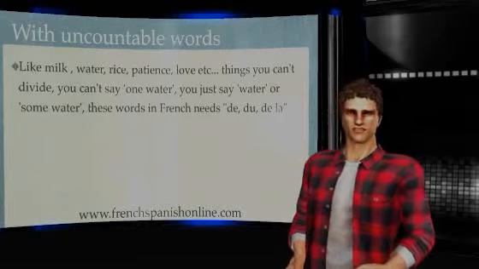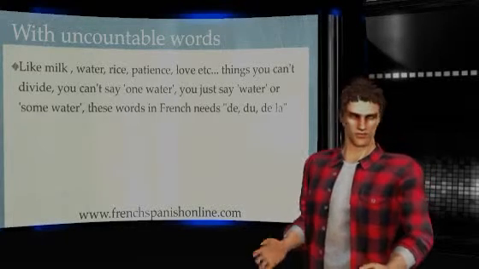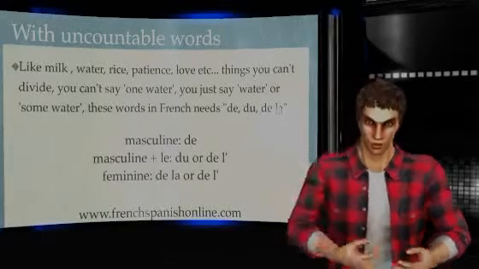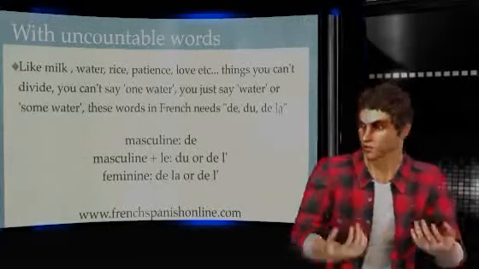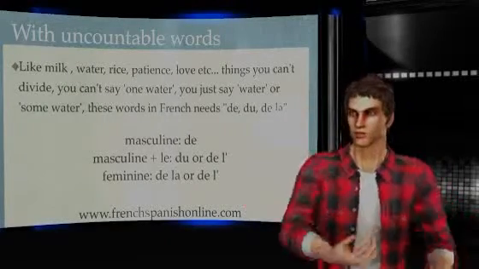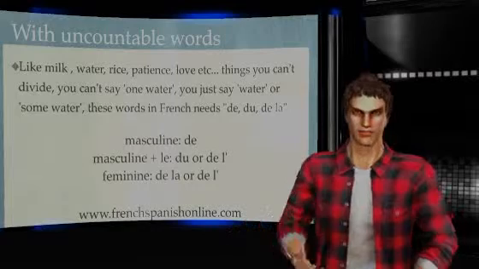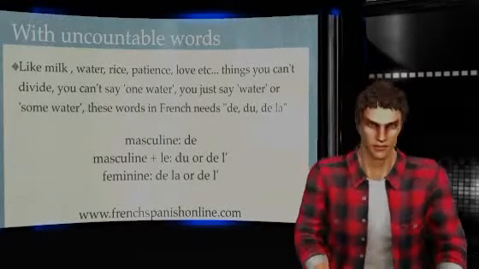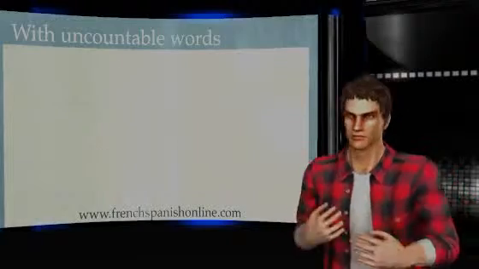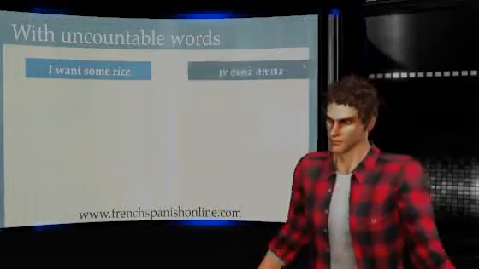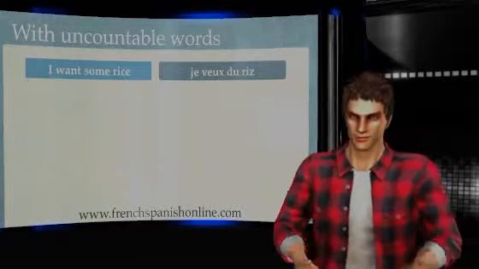So we need actually for these uncountable words the definite article. Masculine de plus the definite article le, so we write it du, or de l' if the following word starts with a vowel, and the feminine form we have de la or de l' for the same reason. So let's see now some examples. I want some rice. Je veux du riz.